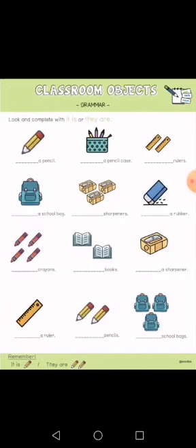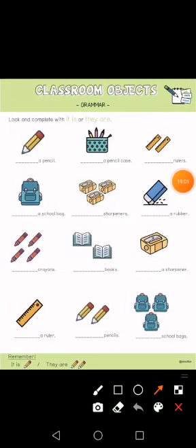Okay, student? So here we have another example. Look and complete with there is or there are. Look. There is a pencil, or there are? There is a pencil. Why? Because we have one pencil, right? There is or there are a pencil case? One pencil case. So there is a pencil case. Why? Because pencil case is a singular noun.